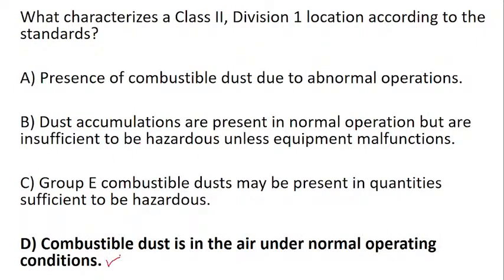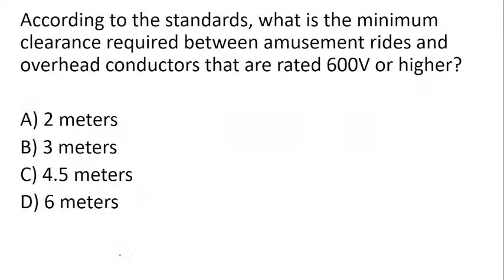Yan. Okay, next. According to the standard, what is the minimum clearance between amusement rides and overhead conductors that are rated 600 volts or higher? Kanina is only 600 volts. What if 600 volts or higher? Ilang meters yung conductor from the maximum height of an amusement ride? Okay, so the correct answer is letter C, 4.5 meters ang minimum.